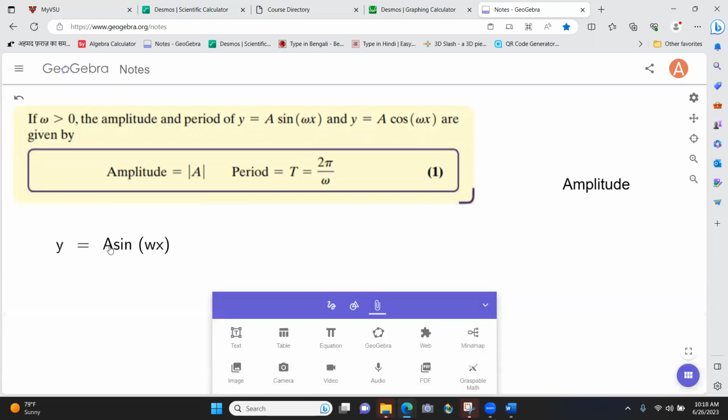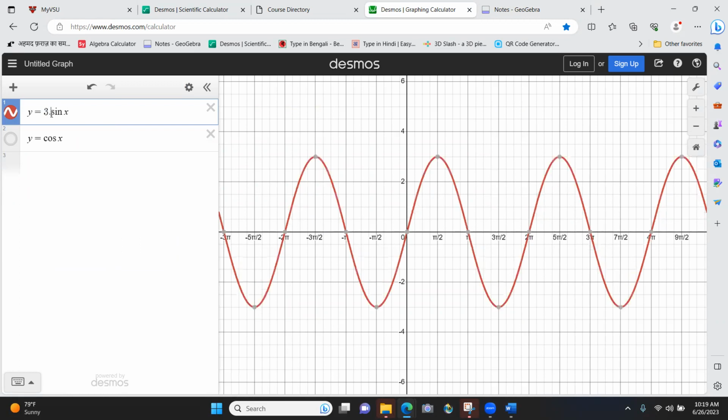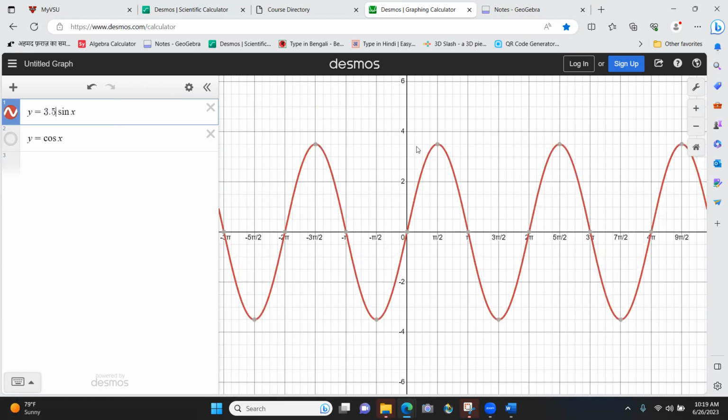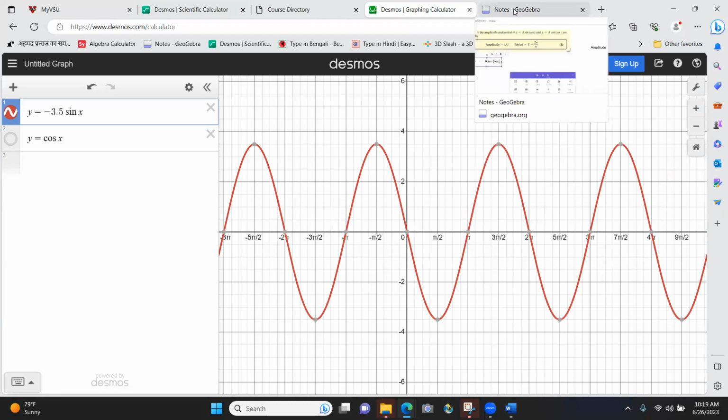Now, the absolute value of A, whether this A is positive or negative, is going to be the amplitude. What is amplitude again? Amplitude is how high the maximum value is from the x-axis. So we have seen it here, and you can always play with it. Even if you put 3.5, you're going to see this goes up to 3.5. Doesn't matter if it's minus or plus. And what we are showing is based on transformation of functions. It's called a vertical stretch.